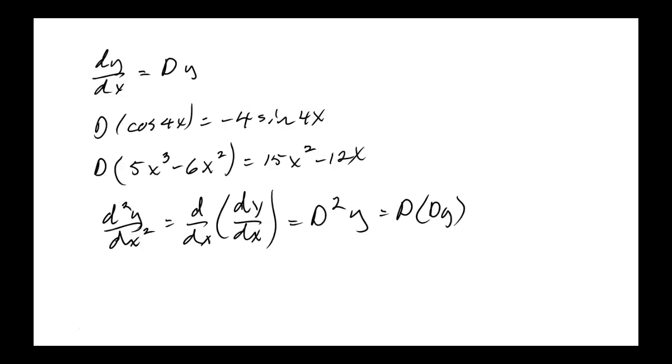And in general, d^n y over dx^n, which I was tired of writing, so I used the other notation. They are tired of writing it too, so they call this D to the n of y.